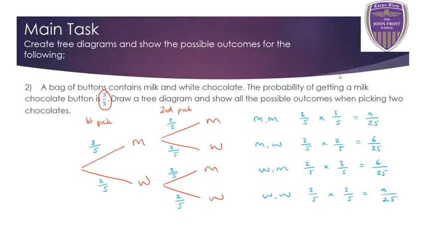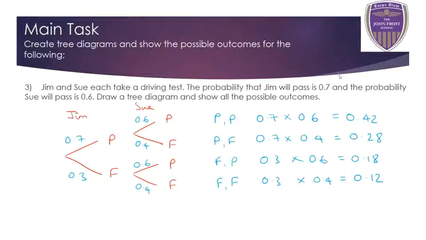So again, press pause if you need a little bit longer to look at that. Press play when you want to go through question 3. Welcome back then. So question 3, this one takes a little bit more thinking now. So Jim and Sue each take a driving test. The probability that Jim will pass is 0.7 and the probability that Sue will pass is 0.6. Draw a tree diagram and show all the possible outcomes.